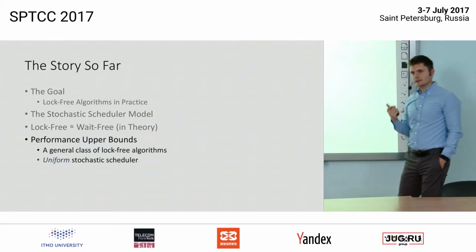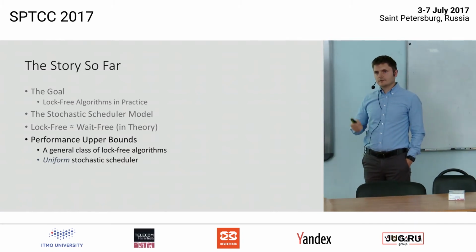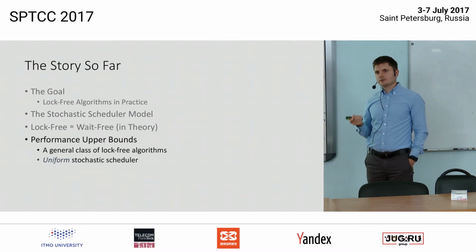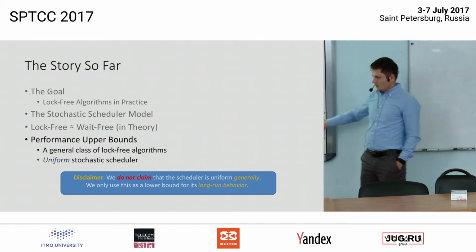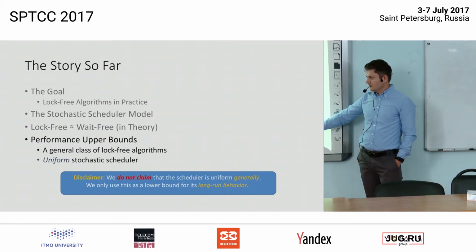So basically, we're going to assume that at any point in time, the scheduler flips a random coin and schedules the next thread as the next step. As we've seen, this is a reasonable approximation of the average behavior of the scheduler, even though it might not be a very accurate one locally. I want to say we will not claim that the scheduler is uniform generally. It is not. However, we can use this as a lower bound on its long-run behavior.